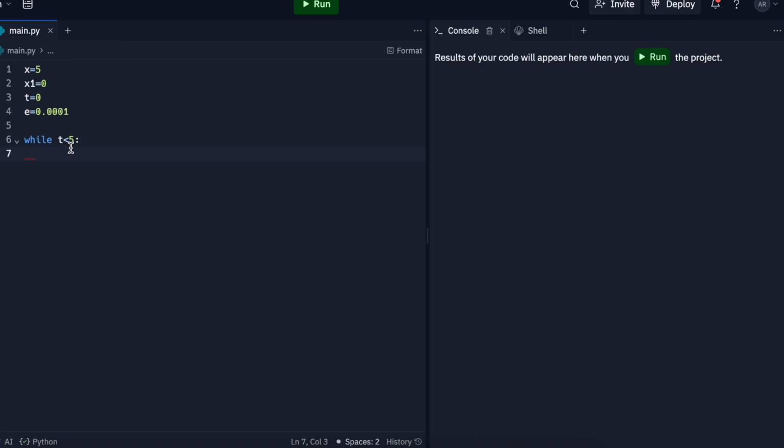In this while, we basically want to update our system. We're going to update the state of our system until time is equal to 5 seconds. And once that happens, the update will stop and we will get the value of position at that point. That's the question, basically.